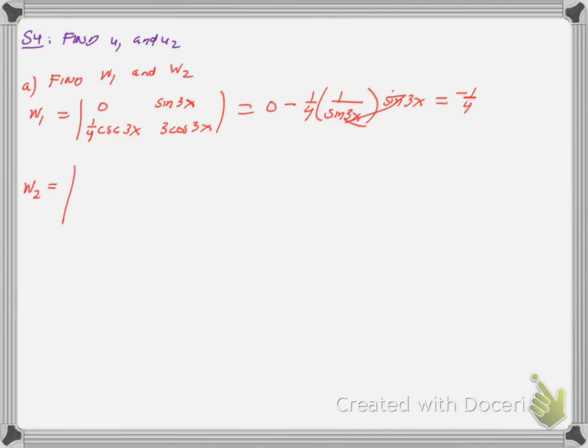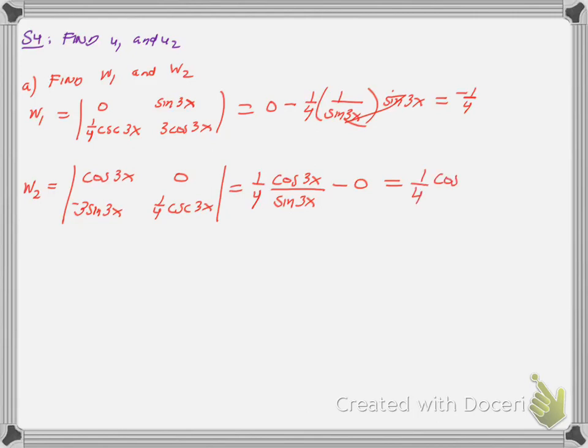W sub 2, we flip that. So the first column stays the same. Cosine 3x, negative 3 sine 3x. And then 0, 1/4 cosecant 3x. Okay, so here we're going to have 1/4 times cosine 3x. And I'm going to change this too, but I want to be careful there. I'm not going to minus 0. So that's 1/4 cosine 3x over sine 3x.